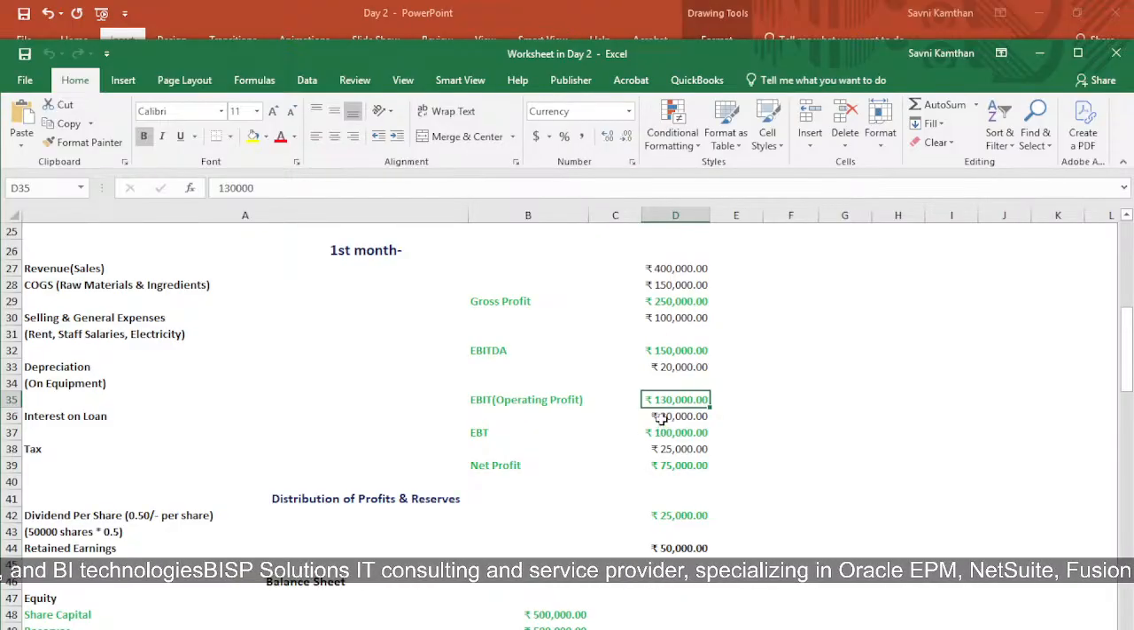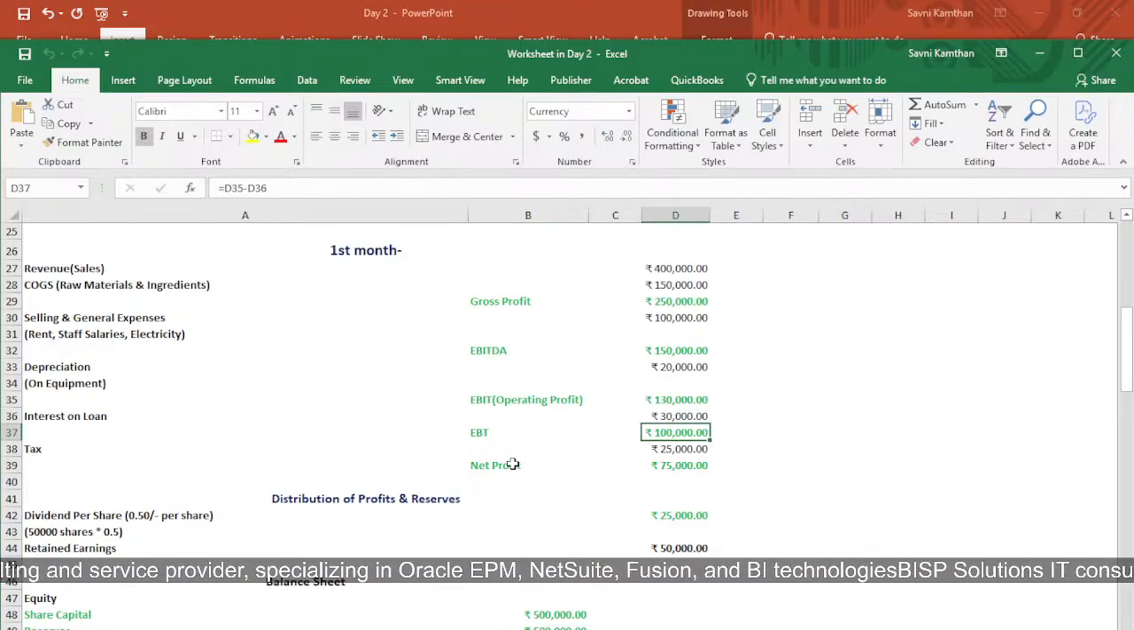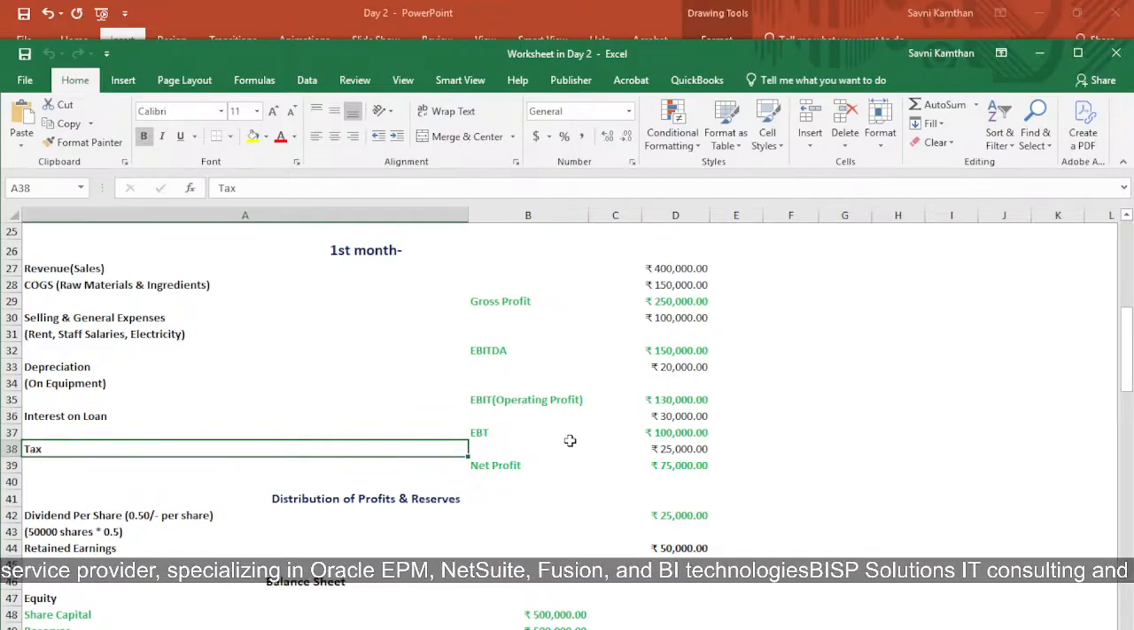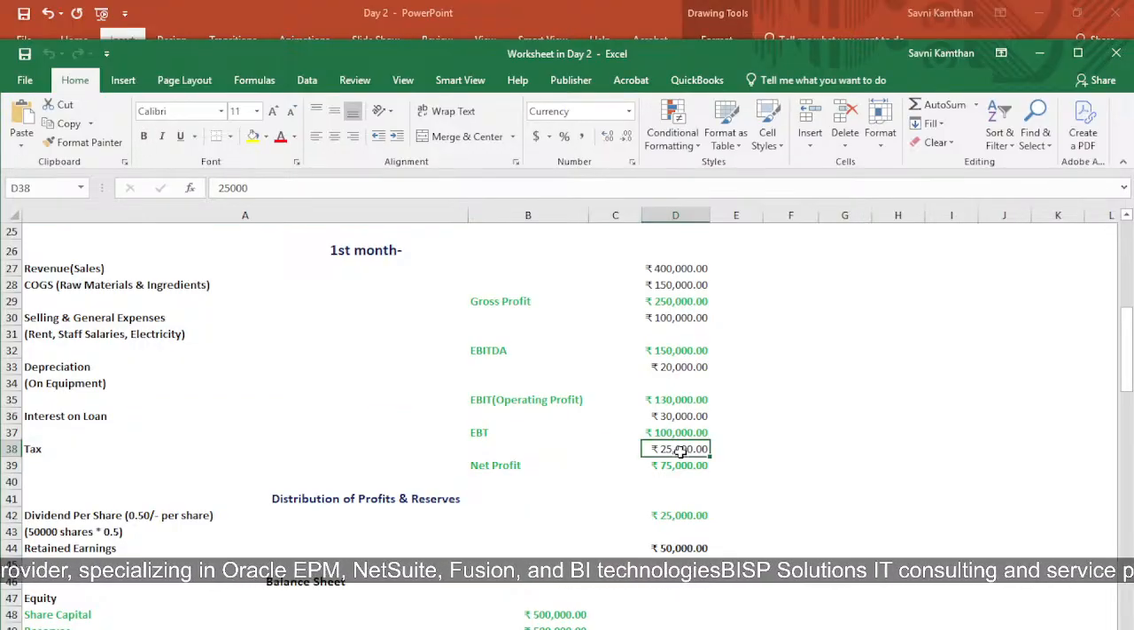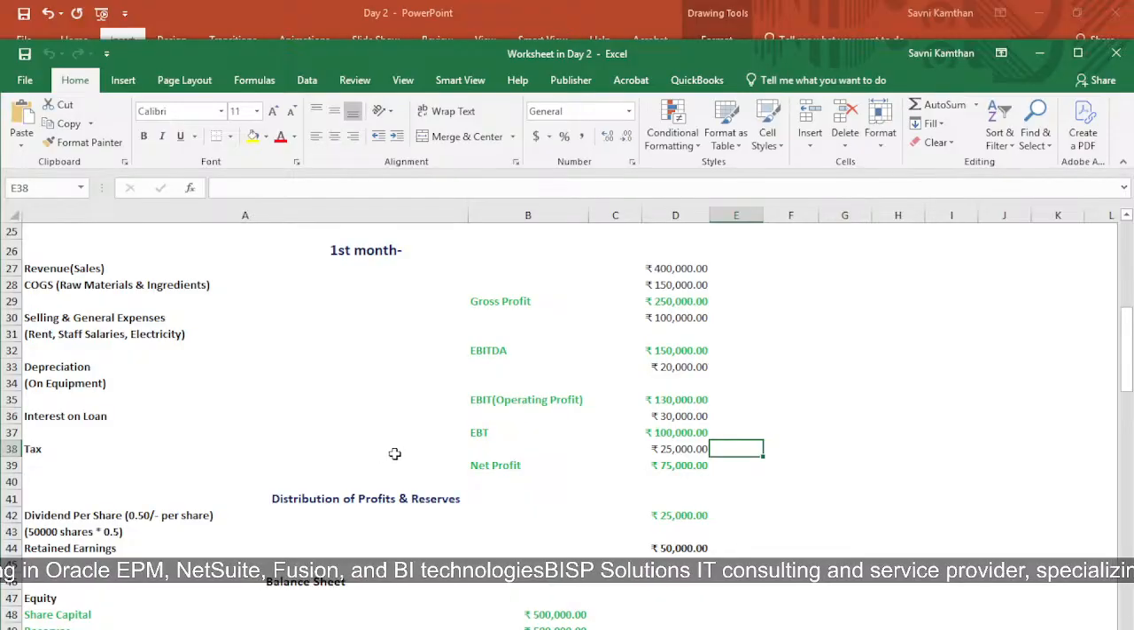Interest on the loan is 30,000, which she has taken for 10 lakh rupees from the bank. So EBT is 1 lakh rupees, and after deducting tax of 25,000, she got a net profit of 75,000.